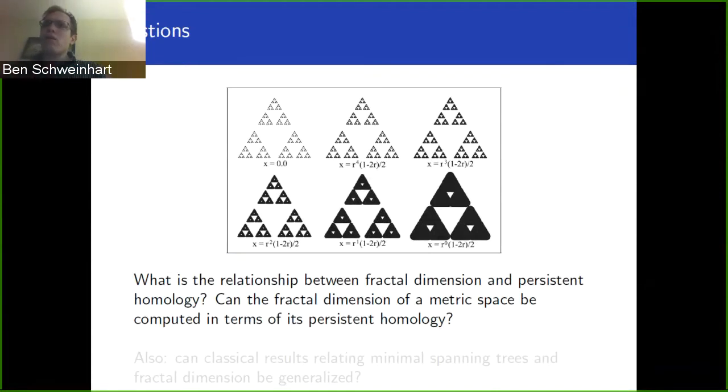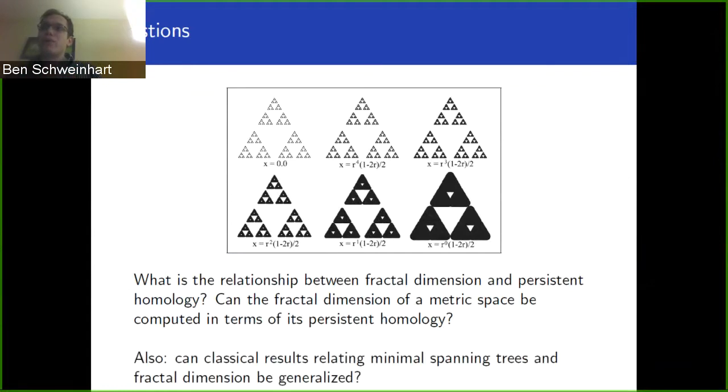I also wanted to mention a separate thread of motivation for this: can classical results relating minimal spanning trees and fractal dimension be generalized? We'll see that the persistent homology dimension I introduce in this talk is a direct generalization of a quantity that has long been studied for minimal spanning trees of points in Euclidean space and in more general metric spaces. I'll say a little bit more about that later.